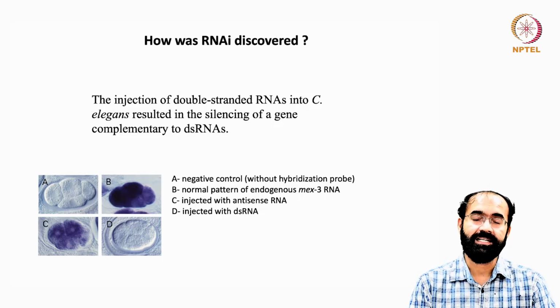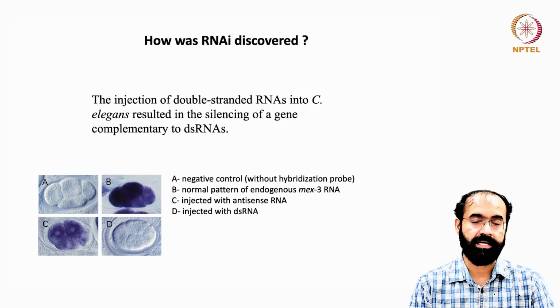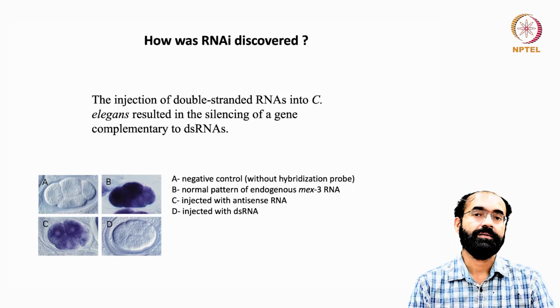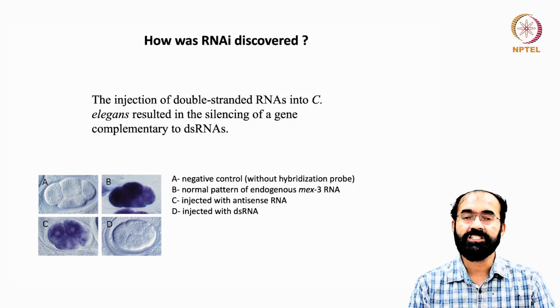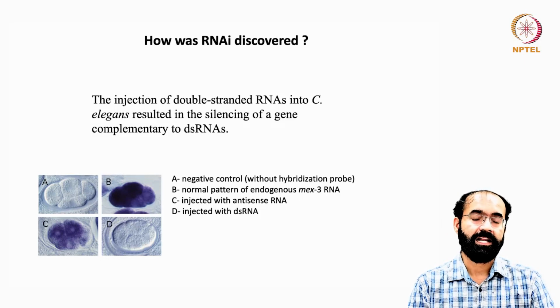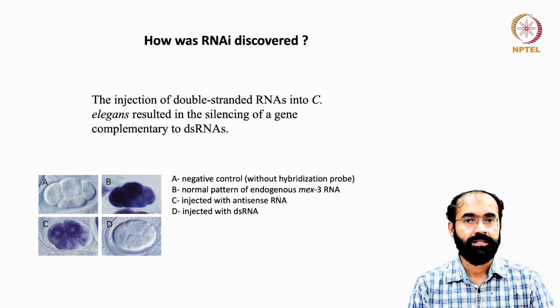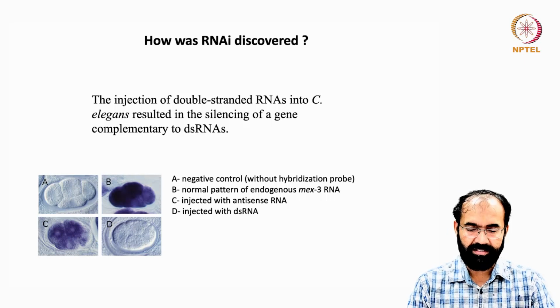MEX3 is there, it is expressed, but it is not stable because it is completely degraded, since you injected double-stranded RNA for MEX3. So we should understand that the presence of double-stranded RNA corresponding to a gene can create complete havoc in the stability of that RNA, because that RNA will be marked for silencing.